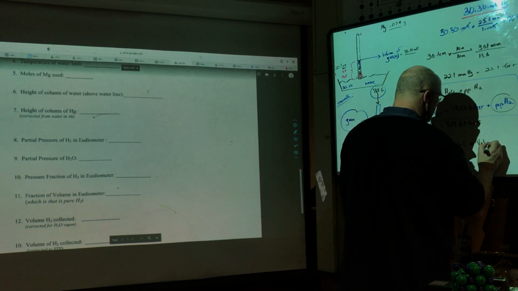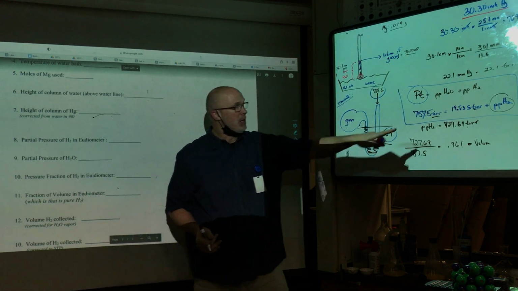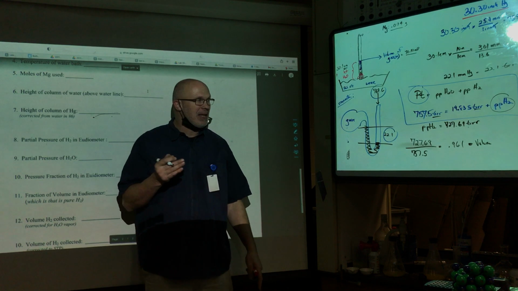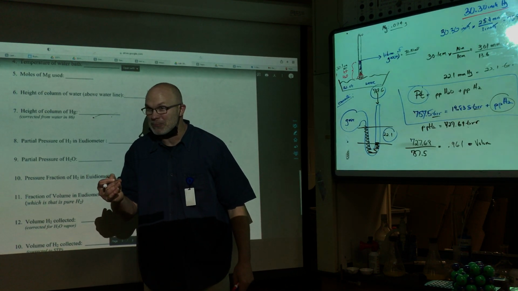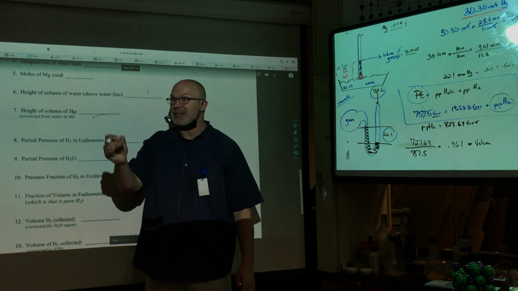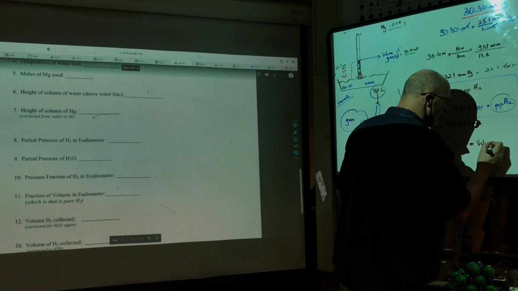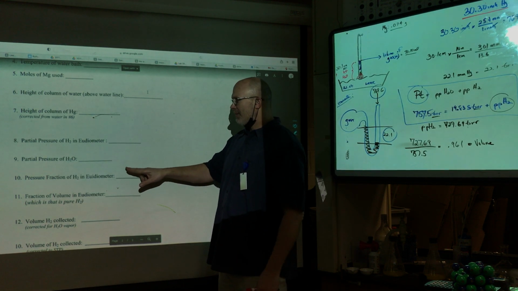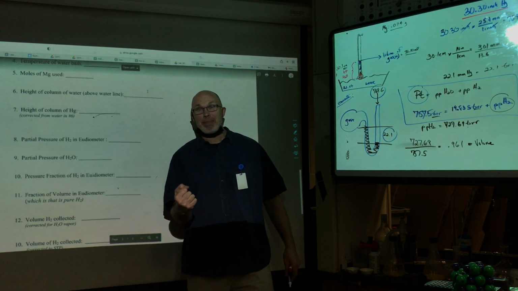What does this mean? 96.1% of the total volume is due to hydrogen. Why? Because 96.1% of the total pressure is due to 96.1% of the total molecules. Don't lose sight that this is something you need to understand for your test as well. That's why I'm doing it. Okay, I got a pressure fraction. So is that 0.961 the fraction? Yes! It's the same pressure fraction.